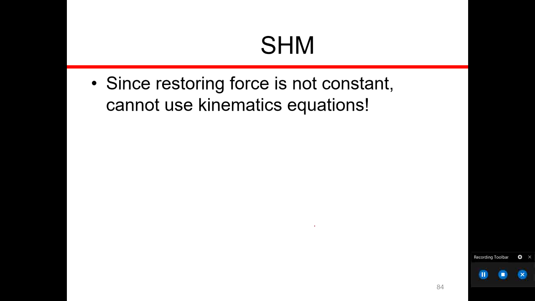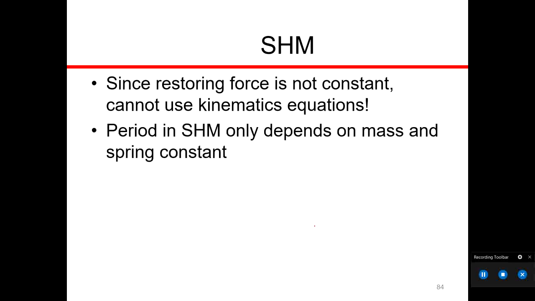So since the restoring force is not constant, we talked about how the force changes as it gets farther and closer to the equilibrium point. We can't use our old kinematics equations. So for this unit, we won't look at those really at all. Okay, and now what changes the simple harmonic motion? So the period in simple harmonic motion only depends on the mass and the spring constant. It does not depend on the amplitude.